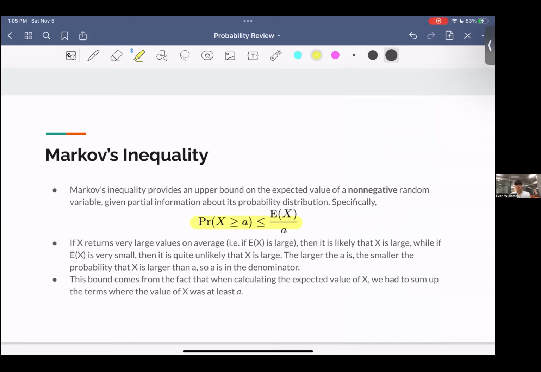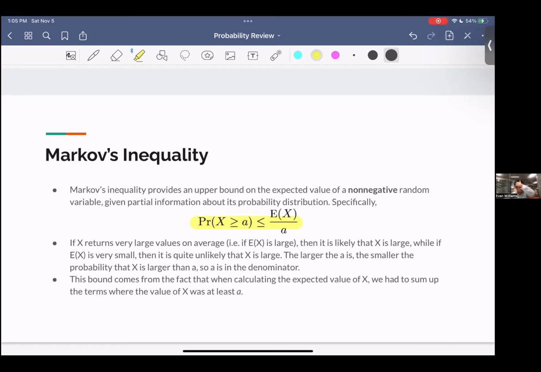And we can think about this in the following way. If x returns very large values on average, i.e. the expectation is very large, then it's likely that the random variable x takes on a large value, right? While if the expectation of x is very small, it's pretty unlikely that x will take on some very large value, right? And this comes from the fact that when we're calculating the expected value of x, we had to sum up all of the values in the support of x, right? Where we say the support of some random variable is the set of values that a random variable can take.